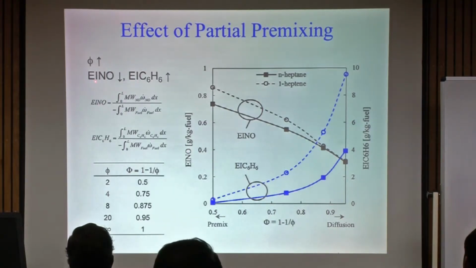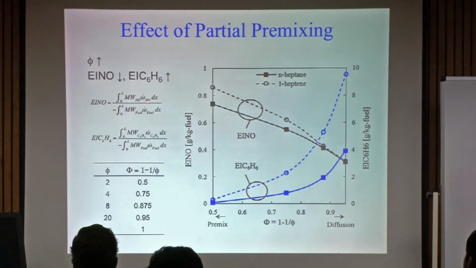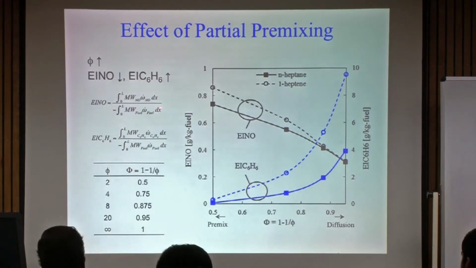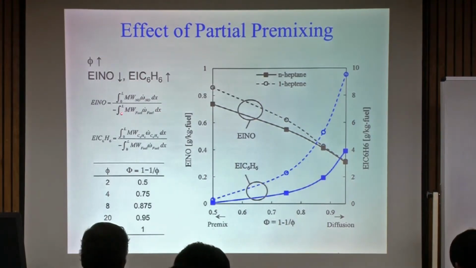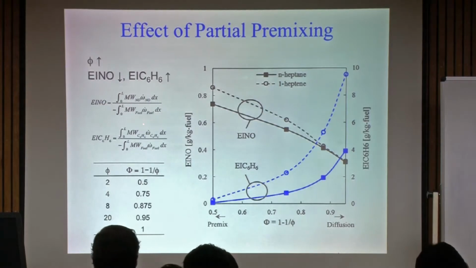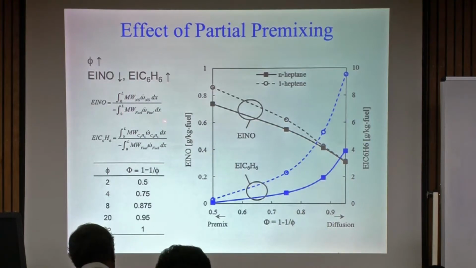So here we plot a common property, the emission index of pollutants. For example, what is the emission index of NO? In the entire computational domain, you integrate the reaction rate of NO, and then you divide by the fuel consumption rate. This gives you an index for the total emission.